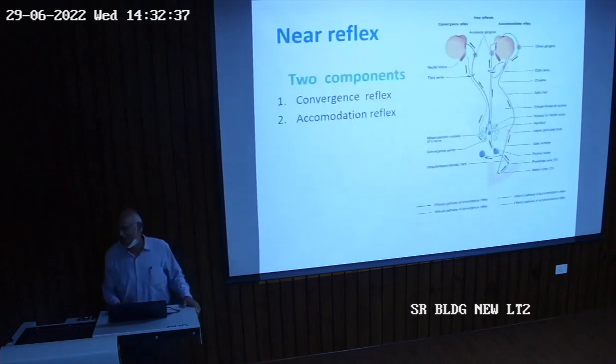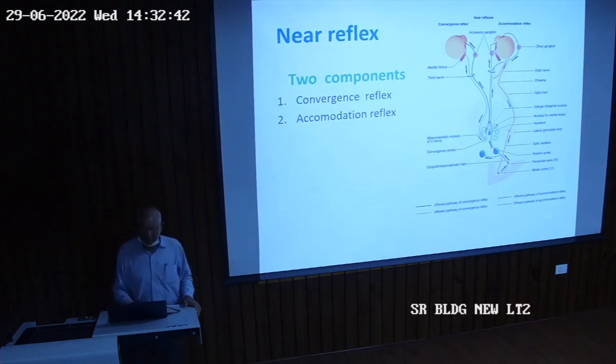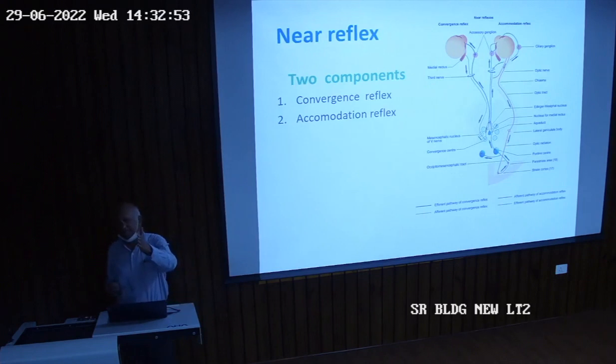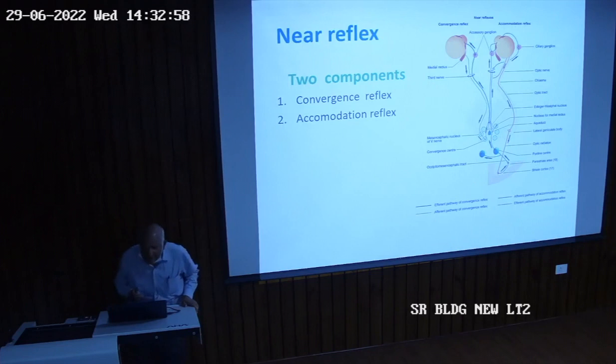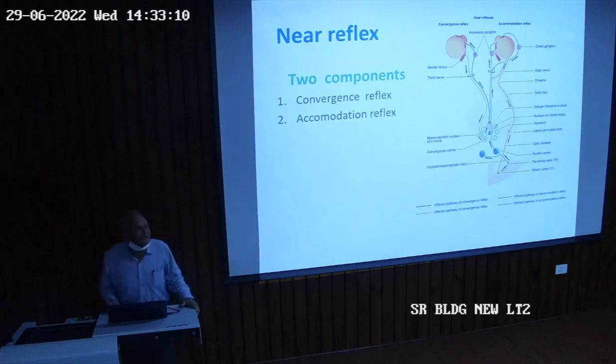Okay, then the near reflex. The near reflex has two components: one is the convergence reflex, another is the accommodation reflex. What is the near reflex? Just to understand, suppose I am seeing at a distance, clearly visible. Immediately, if I look at this laptop or something like that, it will somehow be blurred. This is the near, and in one or two seconds it will be clear. This is the near reflex.